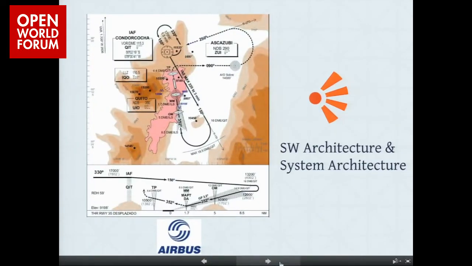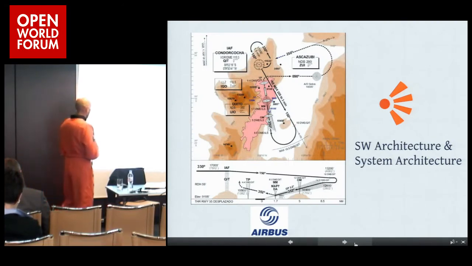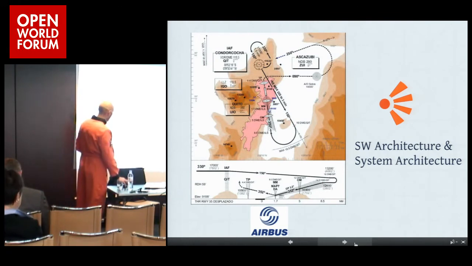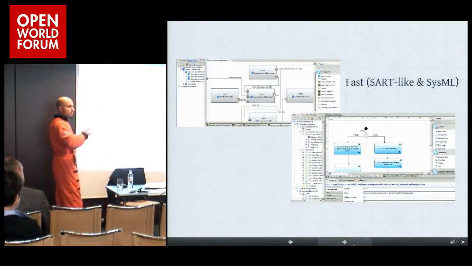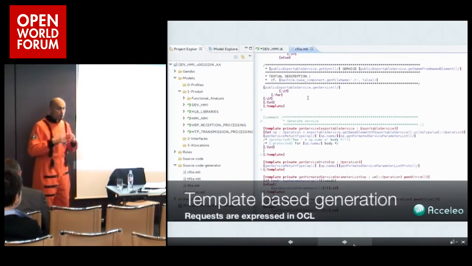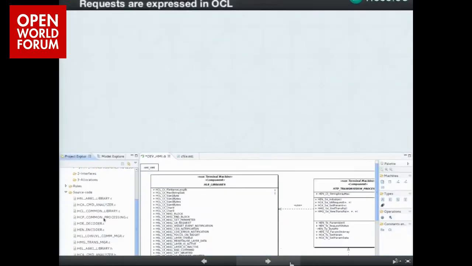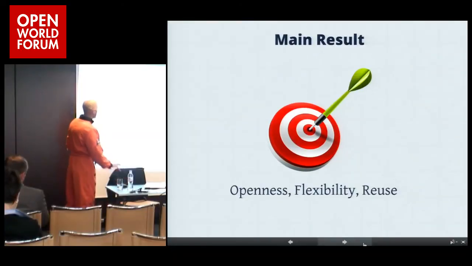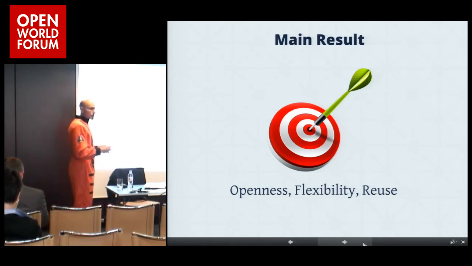I will also want to navigate properly because I will probably be sleeping while traveling from Mars to Earth. So I will need an autopilot, for instance. And Airbus is working this way. They are using a designer for software, which is called Tofu, and another designer for the system part, which is called Fast. And they combine those together, they generate code, lots of code, a huge amount of code, directly in their autopiloting system. And here, the main result for them is really openness, flexibility, reuse of existing components.